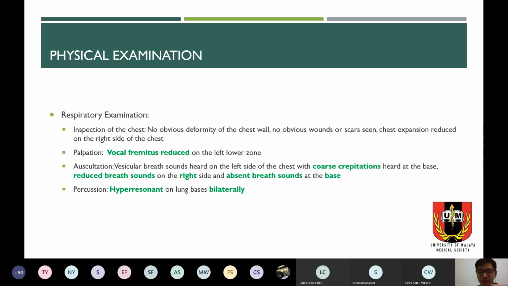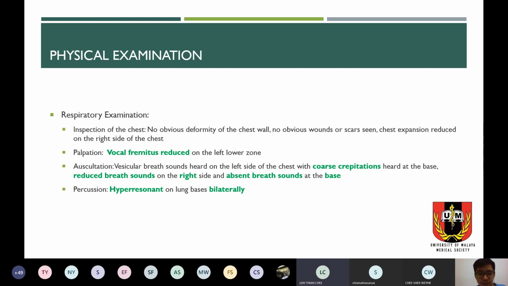Vesicular breath sounds heard on the right side of the chest with coarse crepitations heard at the base, with reduced breath sounds on the left side and absent breath sounds at the base. On percussion, it's hyperresonant at the lung bases bilaterally.